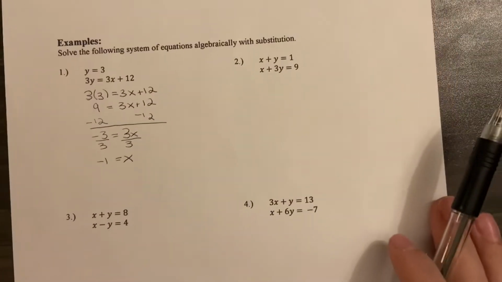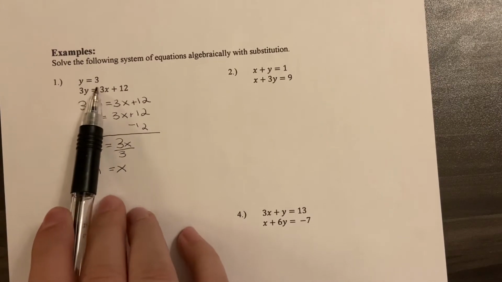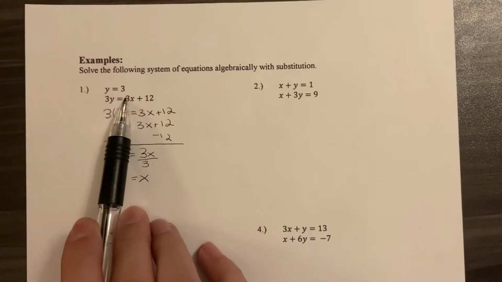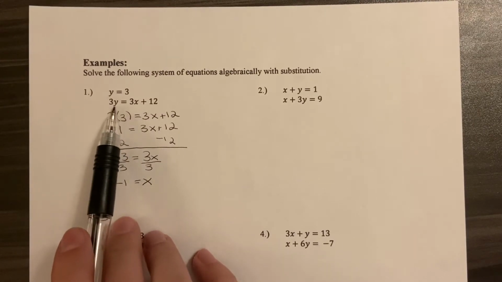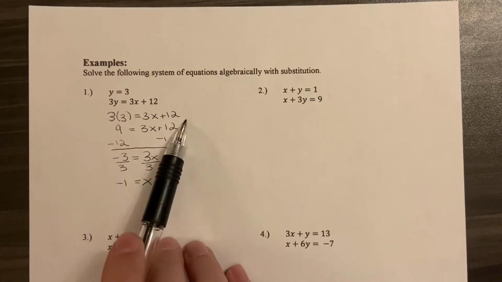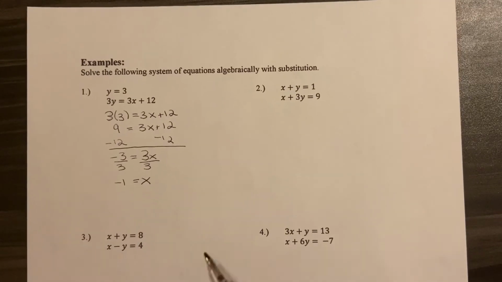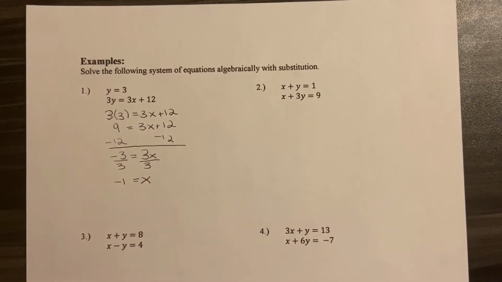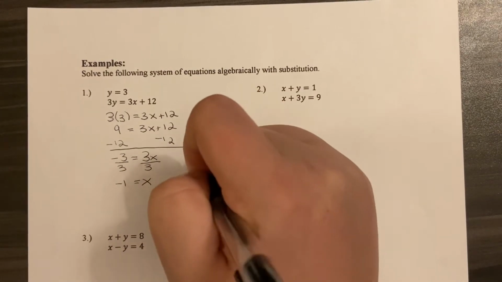Okay, so I already started one real quick, just because it was an easier one. y is already set equal to 3, so you already have the y coordinate. So all I did was sub it into y in this equation. That's where I got 3, and then kept everything the same. And then I simplified and solved for x. So the answer to this question is going to be the coordinate (-1, 3).